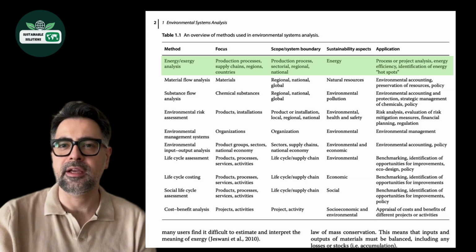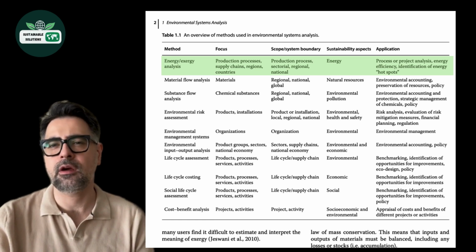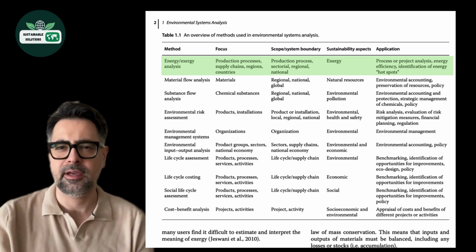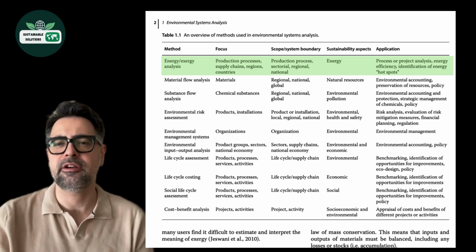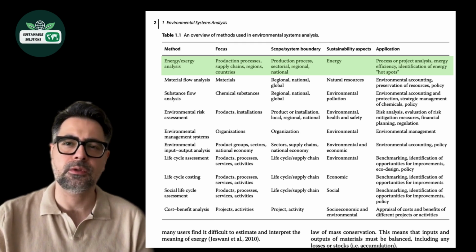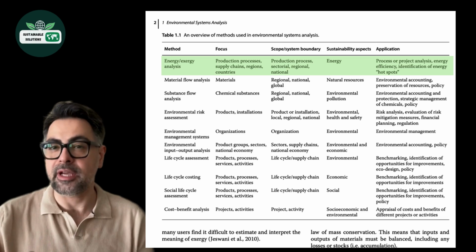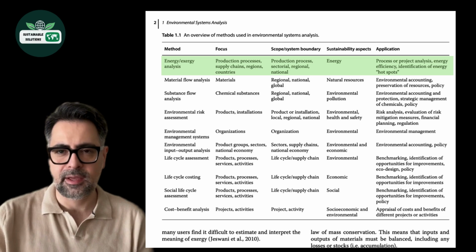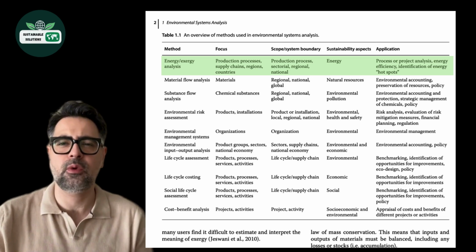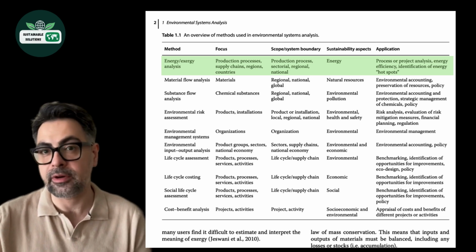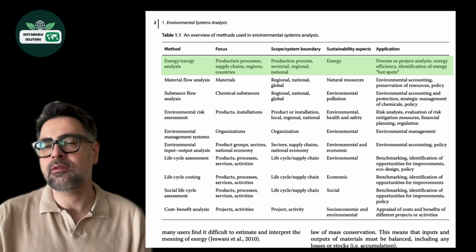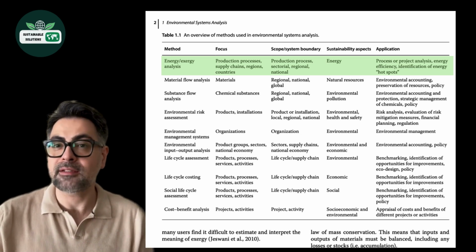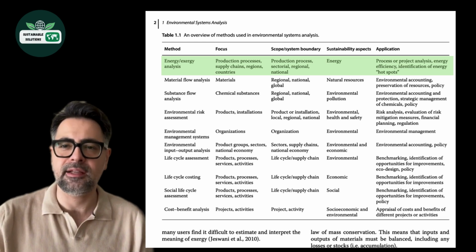First is energy and exergy analysis. These are some of the oldest tools in the ESA toolbox. Energy analysis looks at how much energy a system consumes and how efficiently it uses it. Exergy analysis goes further. It asks how useful that energy actually is. Think of energy as quantity and exergy as quality. Exergy tells us how much work a system could ideally do before it reaches equilibrium with the environment. It's more precise but harder to apply, especially in non-energy systems.